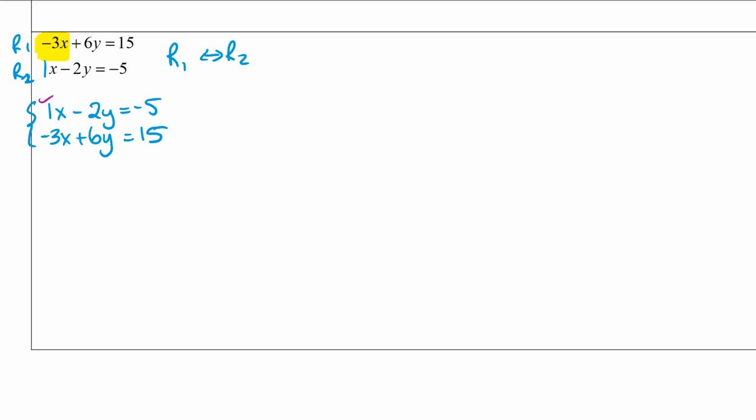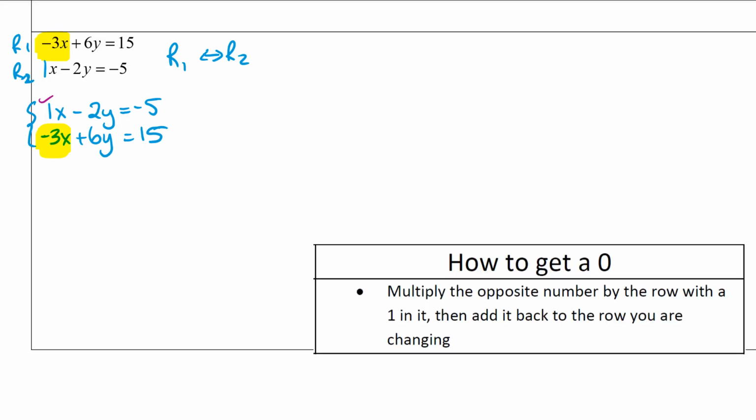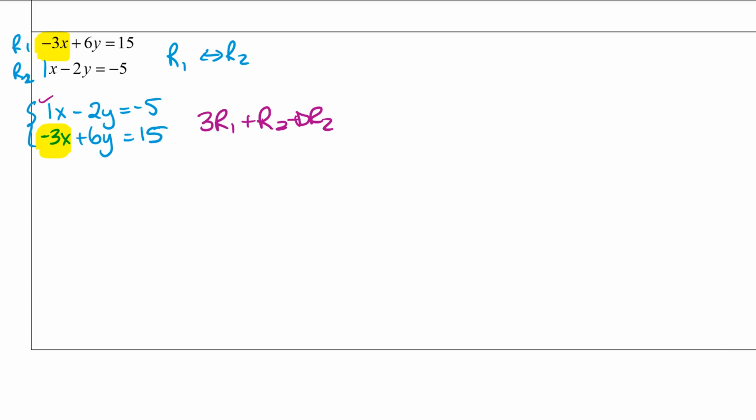Hooray! So the next goal is to get a 0 below it. Now to get a 0 below it, remember to get a 0, I take the opposite sign of -3, which is +3, times the row with the 1 in it, that's row 1, the one I just got, and add it back to row 2. This is the step where I have to do some work, so I'm going to multiply the whole first row by 3. So that gets me 3x minus 6y equals -15. And then I put row 2 right below it.